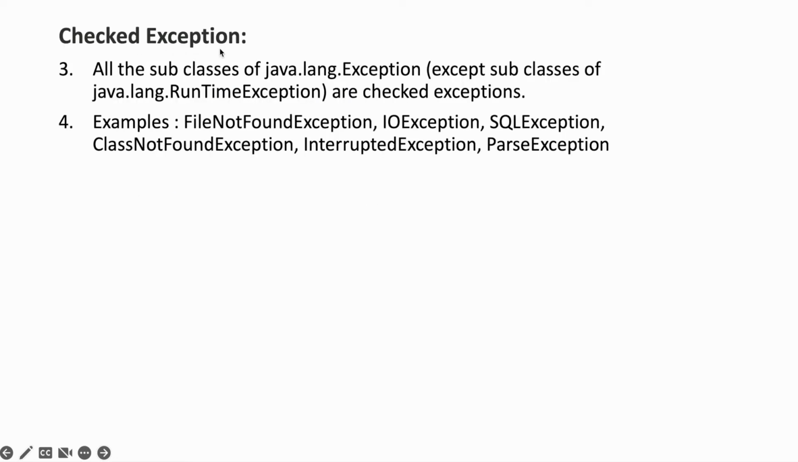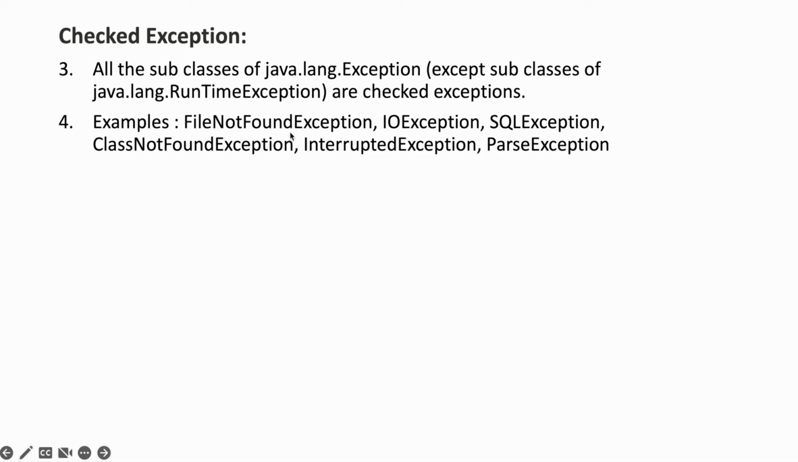Checked exceptions. All the subclasses of java.lang.Exception are checked exceptions except subclasses of java.lang.RuntimeException. That means the java.lang.Exception class has a lot of subclasses, and except RuntimeException, all other exceptions we can say are checked exceptions. They are FileNotFoundException, IOException, SQLException, ClassNotFoundException, InterruptedException and ParseException. These exceptions we can say are checked exceptions.